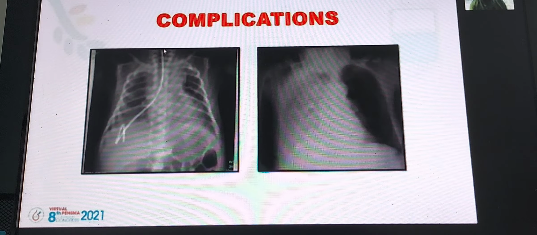This X-ray is showing a nasogastric tube being misplaced into the right lung. What happens if you feed the patient through these malpositioned tubes? It will cause aspiration. We should identify this to prevent fatal complications.